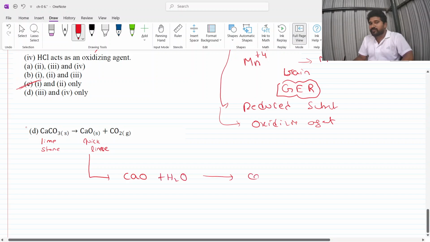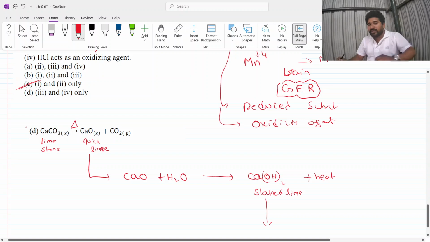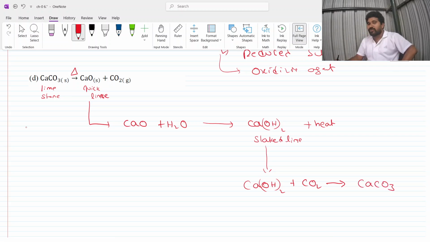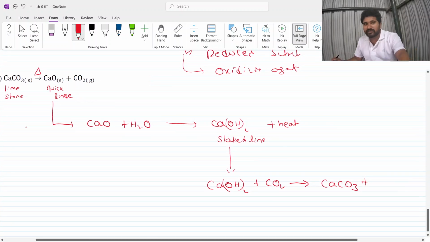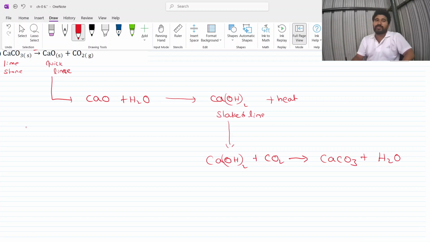Now what is happening is that you take this quicklime and add water. What is it? Ca(OH)2, slaked lime. Here you will get heat also. Now take this same compound and react it with CO2. What will you end up with? CaCO3 plus what will you get? H2O. Correct or no? Yes, H2O.